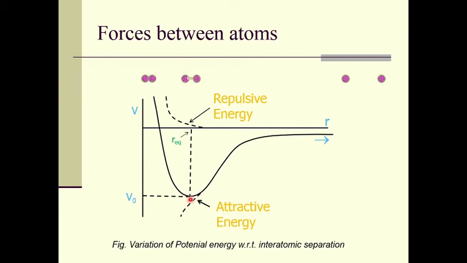we can say our bond is formed. Further, if we reduce the separation between two atoms, the repulsive energy becomes dominant over the attractive energy, and because of that the potential energy rises suddenly. So there is a sudden rise in the potential energy. Here at the equilibrium separation there is a balance between the two energies, and because of that the potential energy is minimum and we can say the bond is formed.